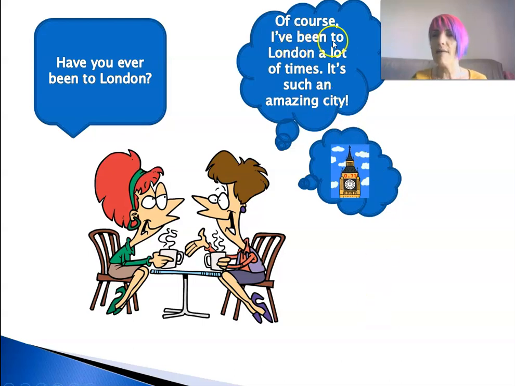If I say I've been to London, I'm not in London now. I'm back. So I've gone to a place means I'm still there. I've been to a place means I'm here now. And I'm telling you that I was there, but now I'm back.